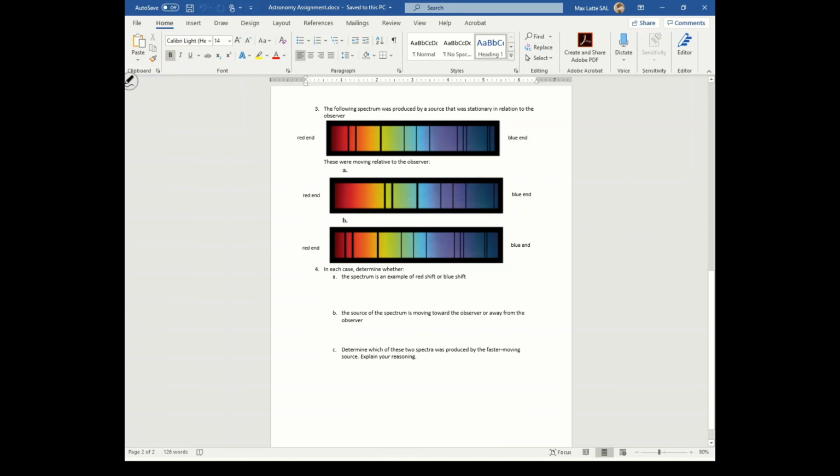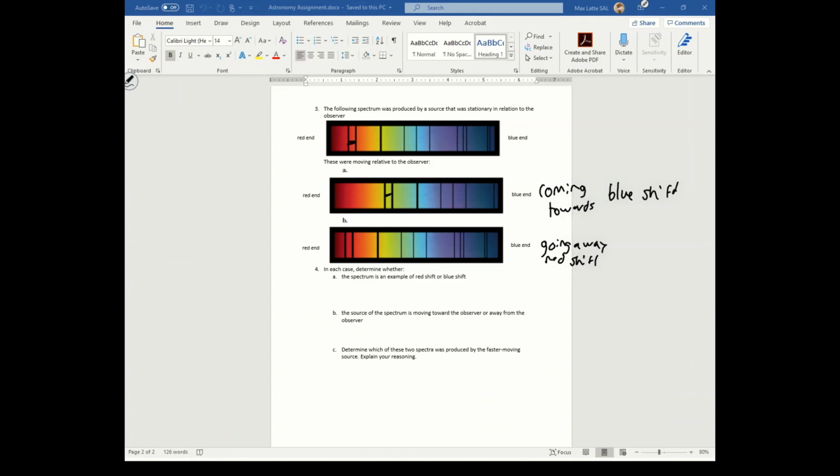The following spectra, you guys get it in color. Normally in the workbooks you don't get it in color. So the following spectra was produced by a source that was stationary. A and B were moving. So you can see that these two lines here were shifted over to the blue end of the spectrum. So this is coming towards. And then these two lines are shifted over here to the red end of the spectrum. So this is going away. Okay. So this is a red shift, and this is a blue shift.